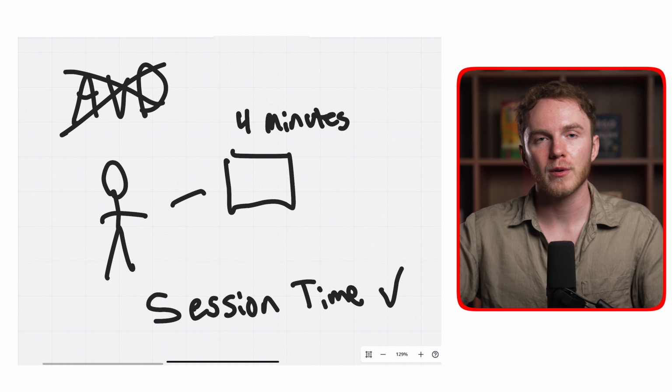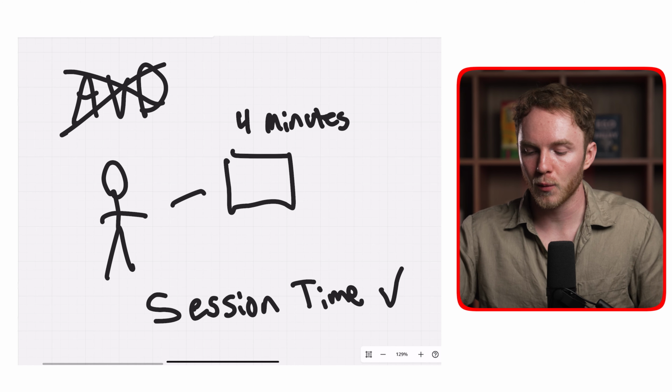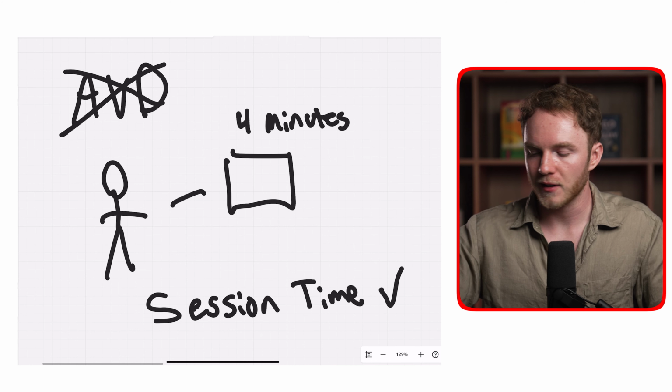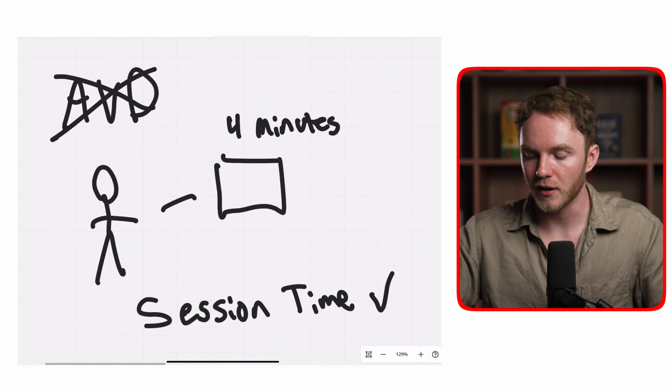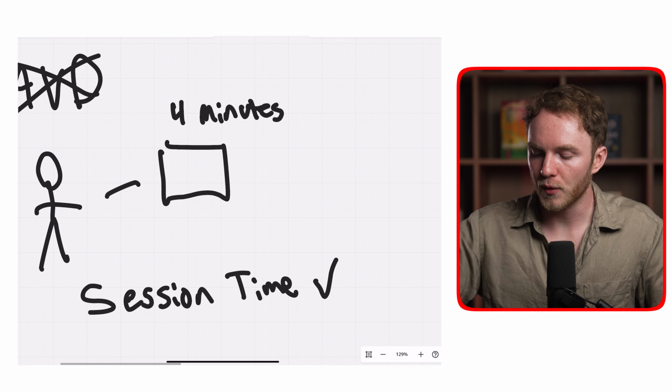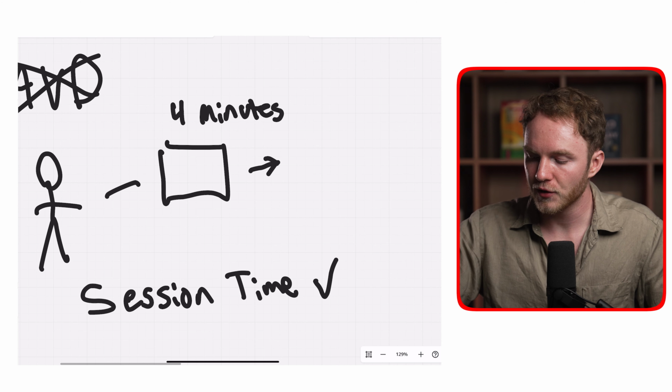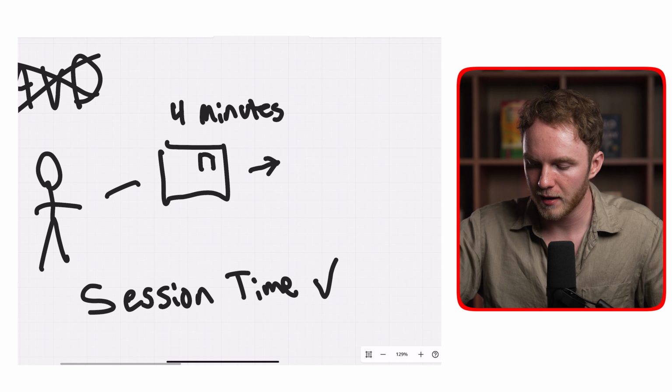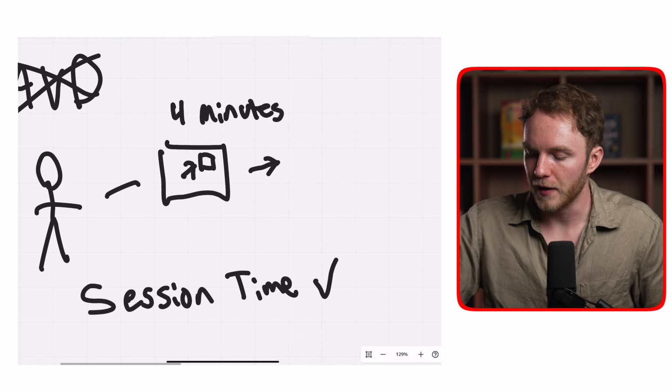So what you need to do in order to increase session time is you want to basically get all these viewers onto this initial 10-minute video, right? They watch on average 4 minutes. And then you're going to want to include an end screen, which is this little thing right here, that essentially sends them to video number 2.